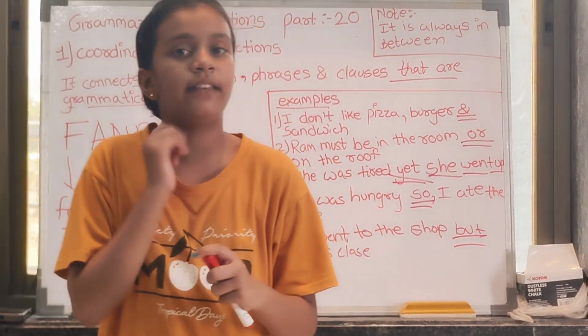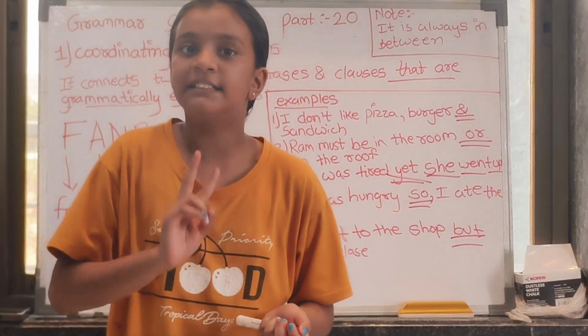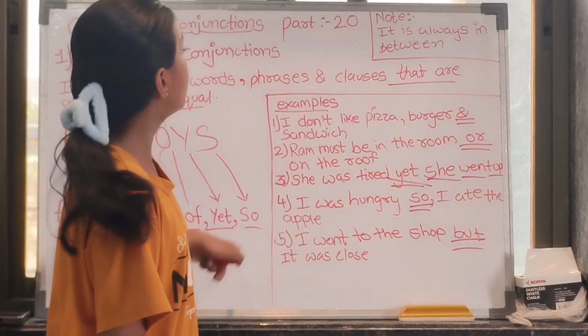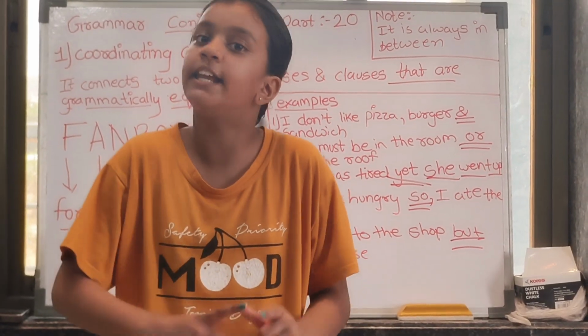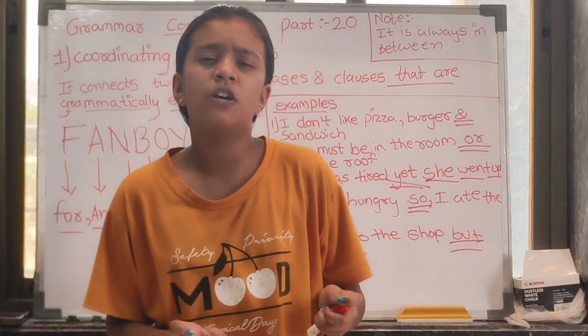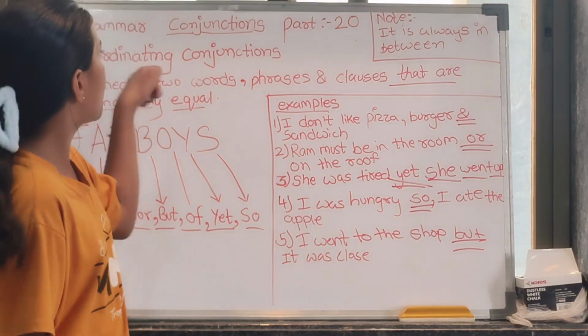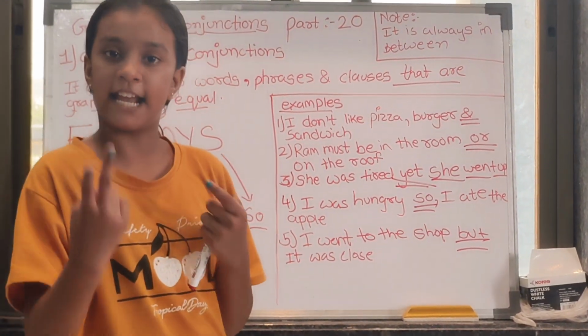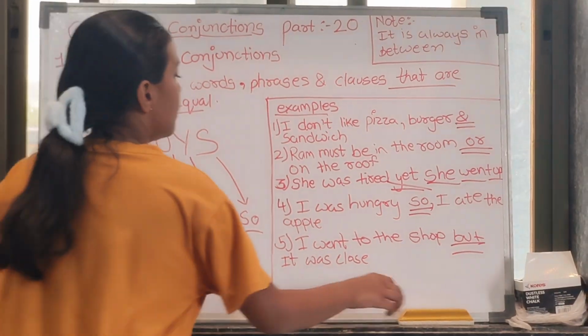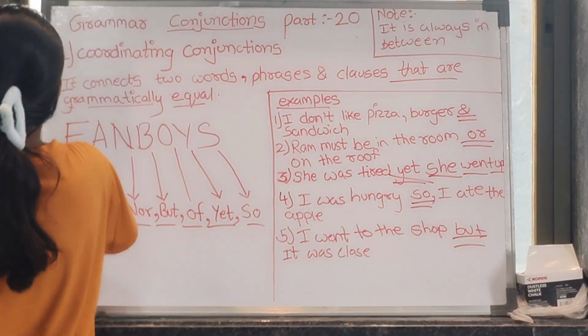Now, as you know, there are three types of conjunctions: coordinating, subordinating, and correlative. So, coordinating conjunction is the most common conjunction in English grammar. So, in exams also, many of the questions are from coordinating conjunctions only. Understood? So, now let's move towards the second conjunction, and that is the subordinating.